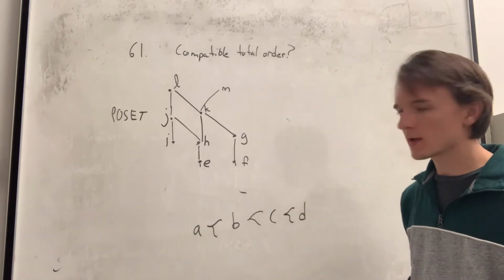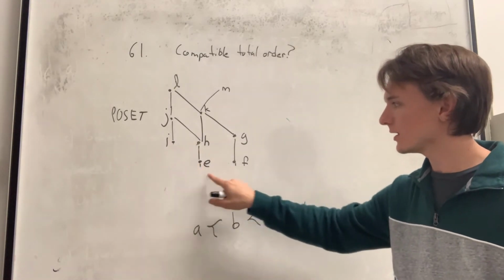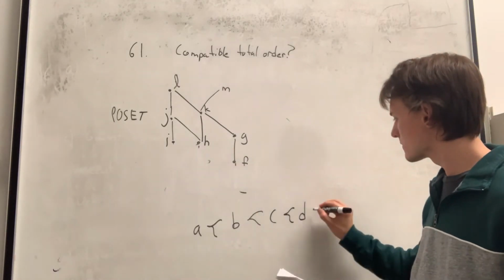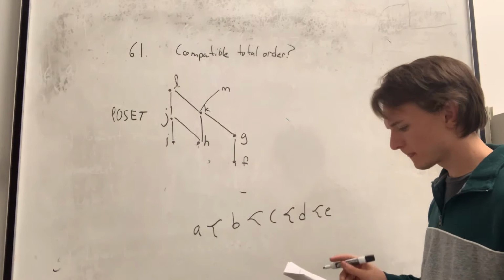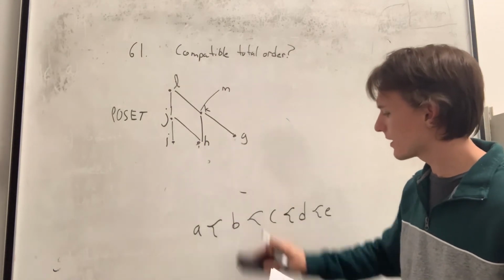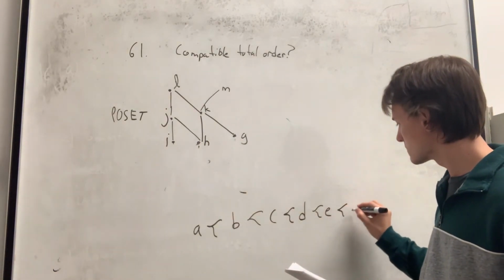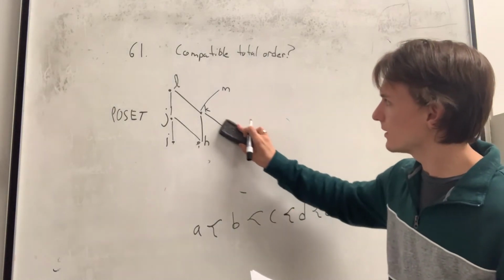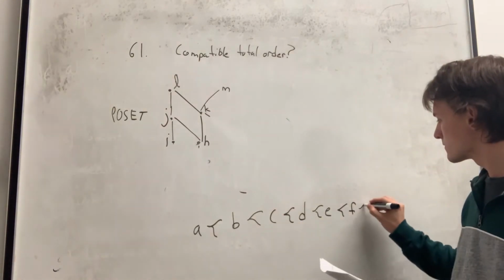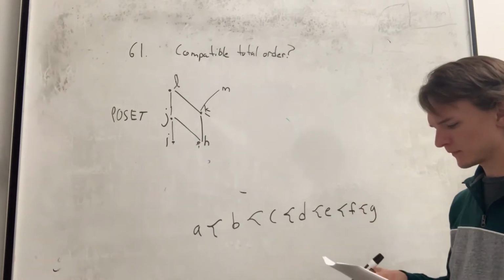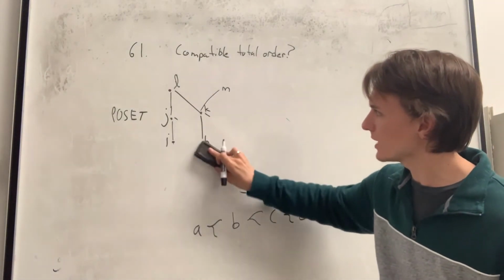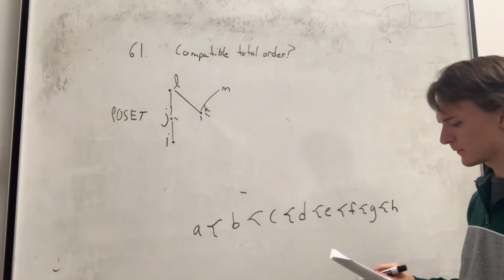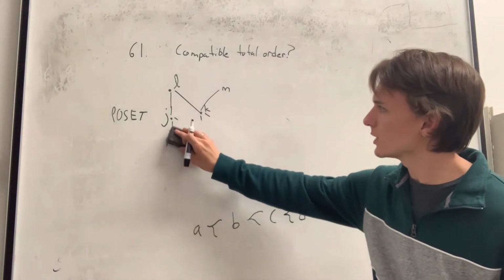Okay, so from there we have 3 options again, I, E, or F. Let's get rid of E. From E, we'll get rid of F. After F, let's get rid of G. After G, let's choose H. After H, we can choose I.